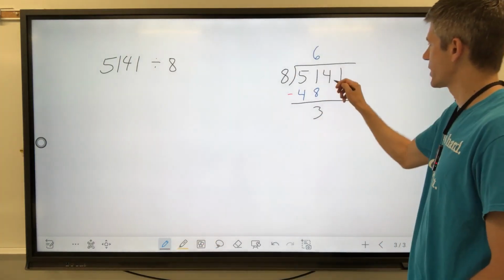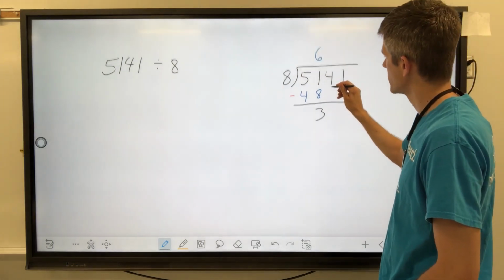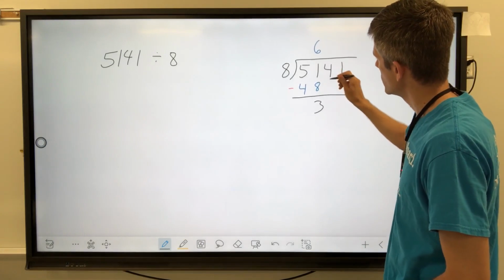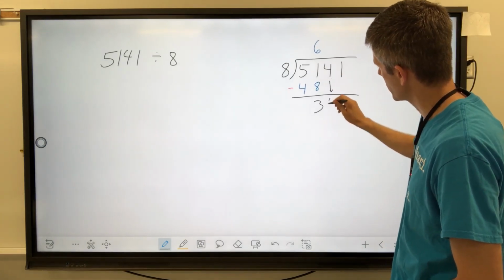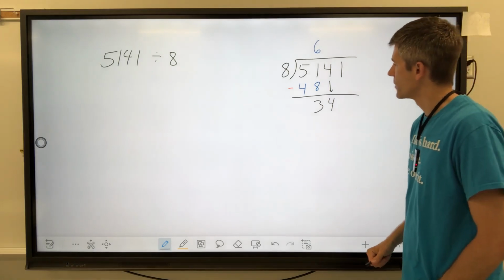And then I'm going to just bring down the 4 and the 1. You can actually just bring down the 4 if you would like. Or you could just drag the whole thing down. You could bring down, there we go. We're going to bring down the 4. Let's not bring down the 1. Some people do. I don't.